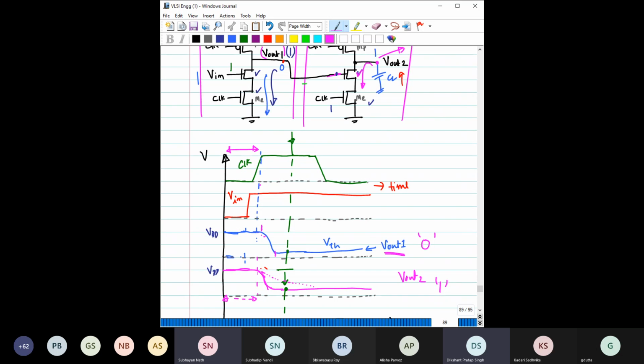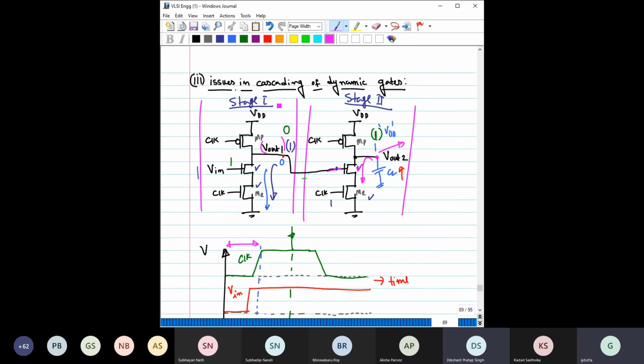Yeah, sir, basically going to that lower value, before that, V out one will go to VTH. So then the transistor will already be cut off, so there is no point of discharging after a certain time. Right, but how are we making sure that this will be the first stage? Maybe this stage is being driven by another block before it, which is also dynamic in nature. Yes, right.